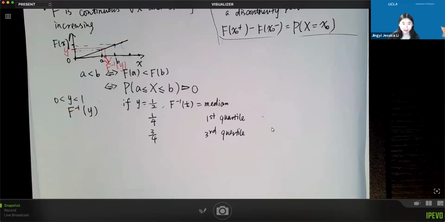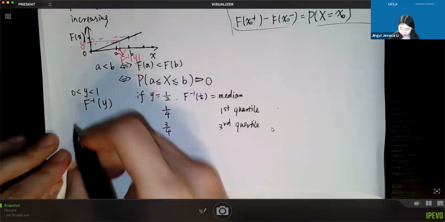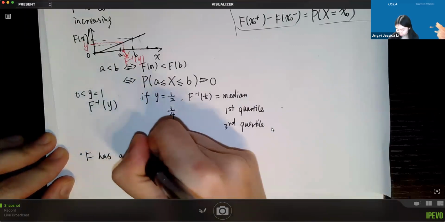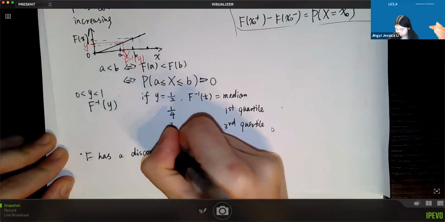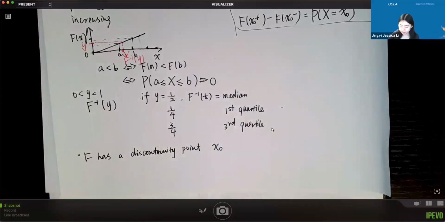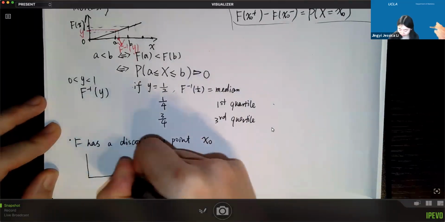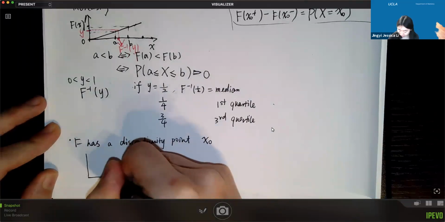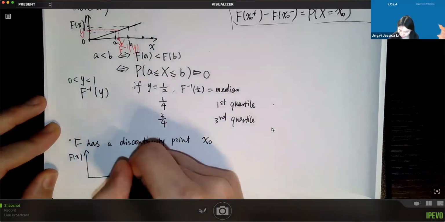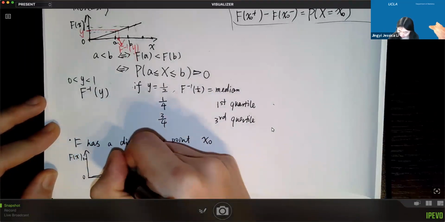Right, that's it. Now let's talk about a case which is trickier. What if F has a discontinuity point x0? How do we deal with that? Just as in the figure we have already seen, whenever there's a discontinuity point, let me put it here, x0 and F of x. Still, we will use that same drawing, 1, 0, and an empty circle, and continue.